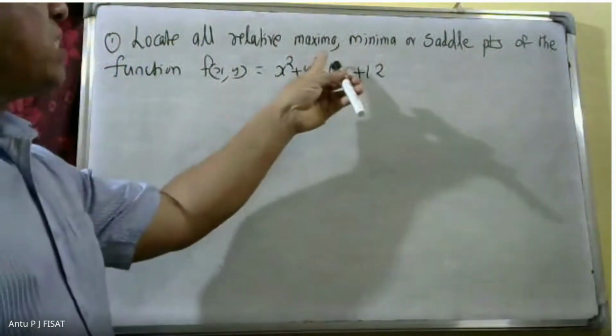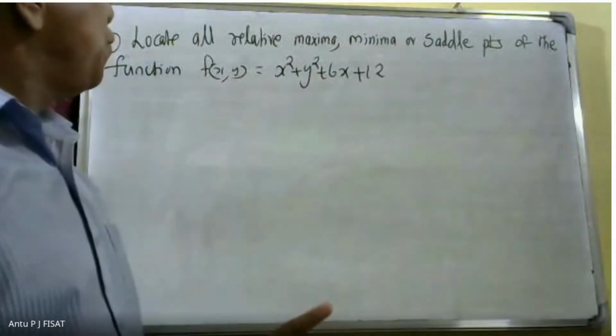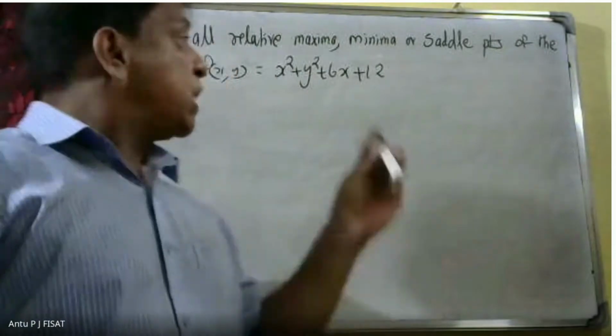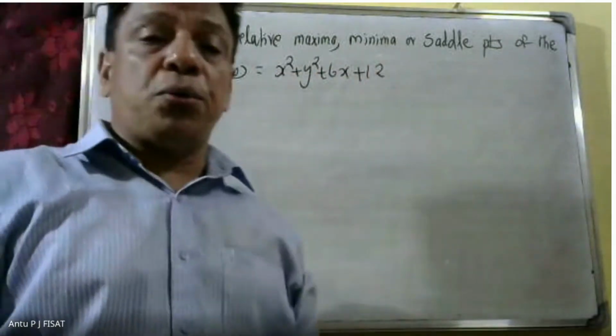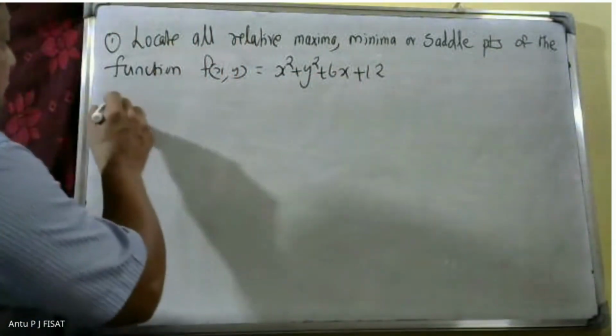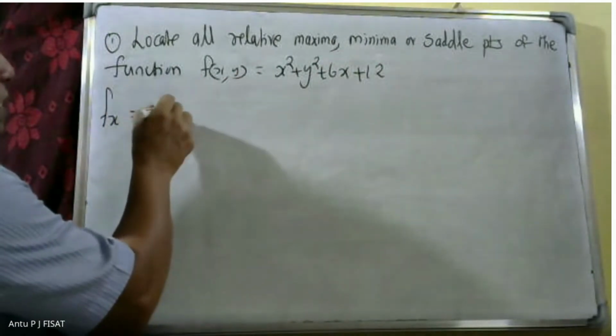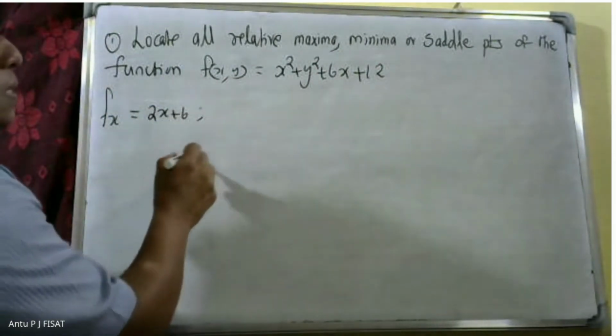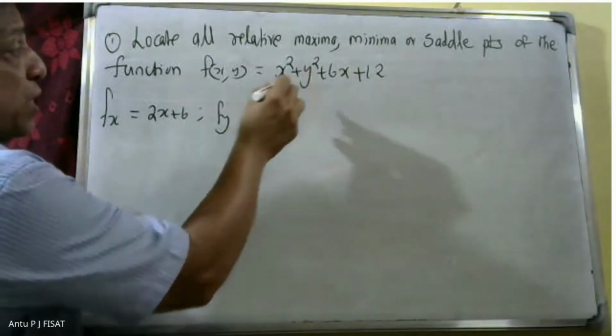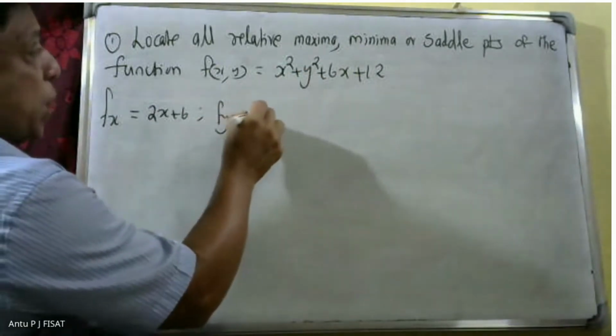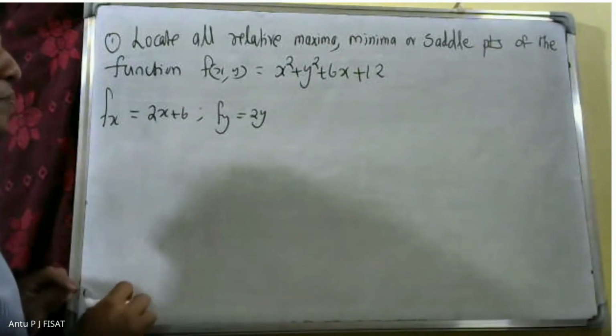Let us do the next problem. Locate all relative maxima, minima or saddle points of the function f of x, y is equal to x square plus y square plus 6x plus 12. First we calculate fx. Partially differentiating, we get 2x plus 6. Then fy. Partially differentiating the function with respect to y, we get 2y, only 2y.